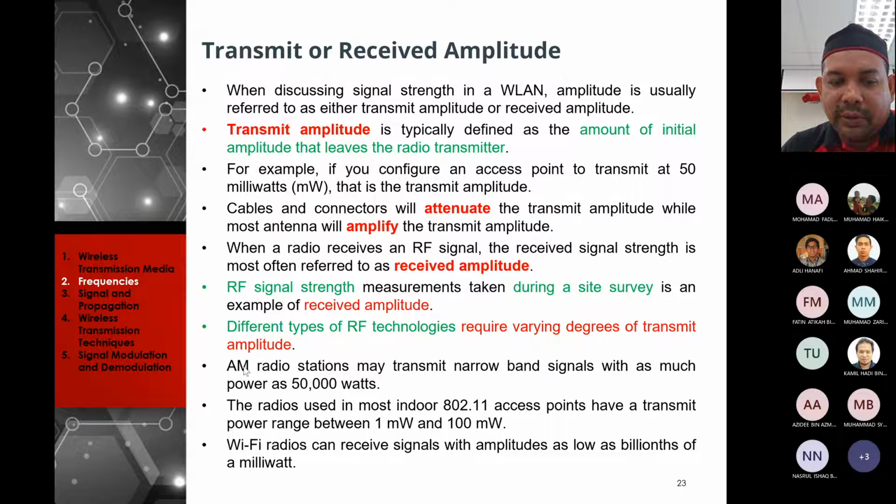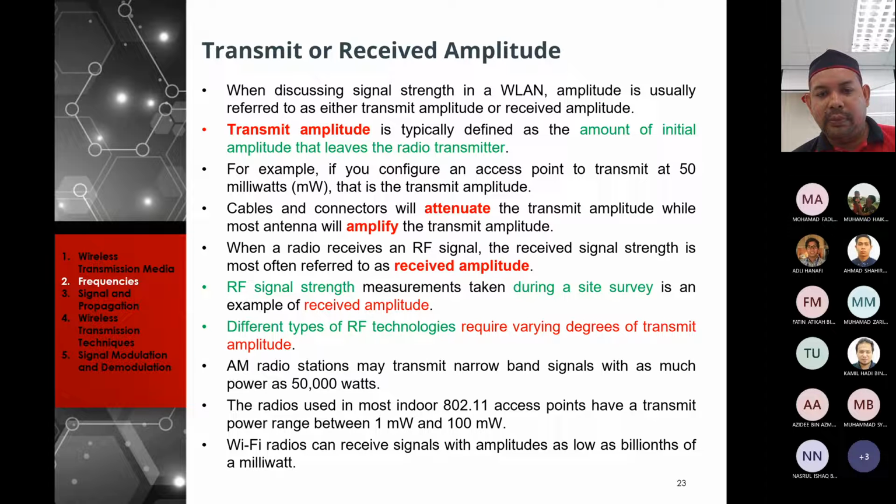So AM radio station. Before, we had AM; now we use FM radio, right? Hot FM, Sinar FM, Era FM, they all use FM names, right? But before that we had AM radio, right? An AM radio station may transmit a narrowband signal with as much power as 40k watts. Okay, kilowatts. 40 kilowatts.